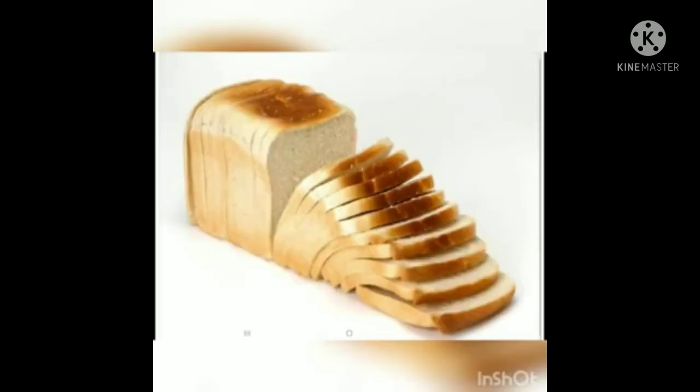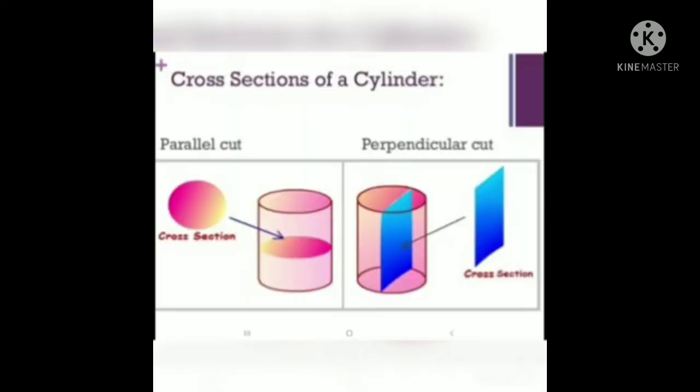This bread is whole as what? We can make it as a cuboid shape, isn't it? This full bread. But when we cut it into pieces, each piece will look like what? Square, isn't it? So the whole loaf of bread looks like a rectangle or a cuboid. But when we slice it out, one piece we can look at like what? A square.